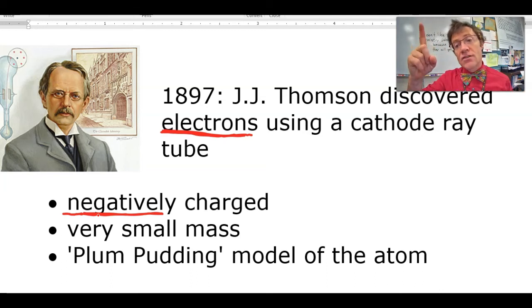Anyway, electrons are negatively charged. They are also very small. When I say small, I mean like, woo, small, dude. Like, wow. And so J.J. Thomson came up with this thing called plum pudding.